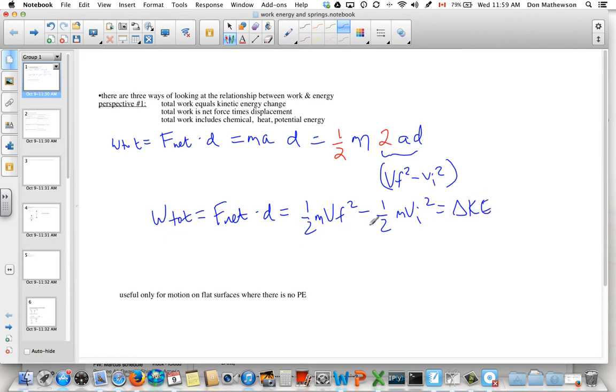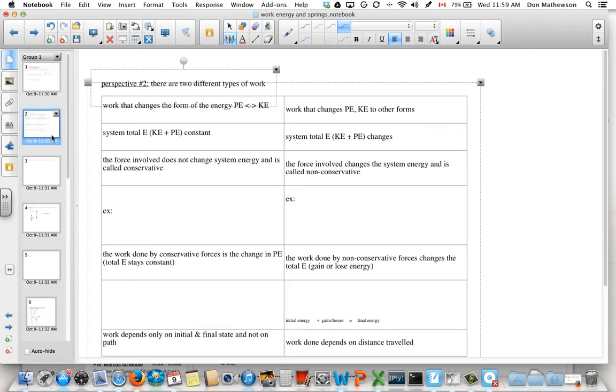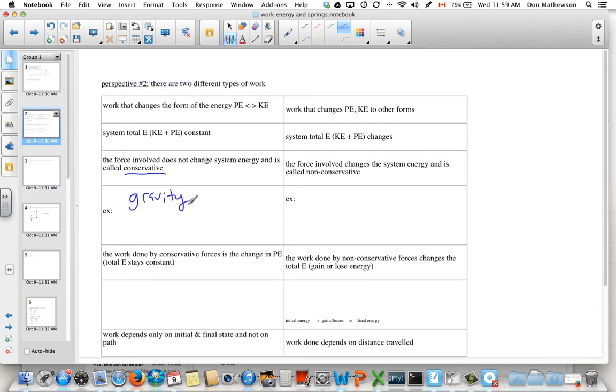So that's one way of looking at the relationship between work and energy. I personally don't think it's useful because then you have to find the work done by gravity. And the easiest way to find the work done by gravity is to consider potential energy. So another formulation of the work-energy theorem says that there are two different types of work. Work that just changes the form of energy, but not the total. And that's called conservative. And examples of that include gravity and springs.